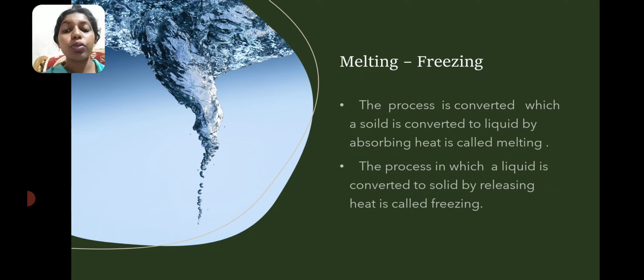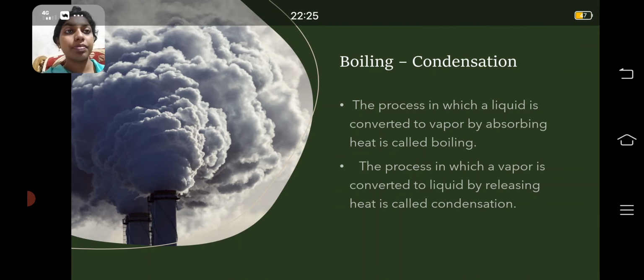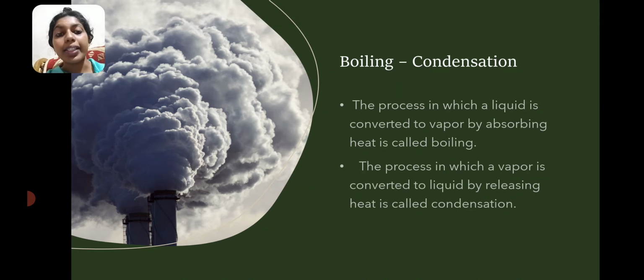Melting happens on heating. Next one, freezing is the change of a liquid into a solid state. It happens on cooling. Next one, boiling and condensation. Boiling is the process of conversion of liquid into vapor on heating.